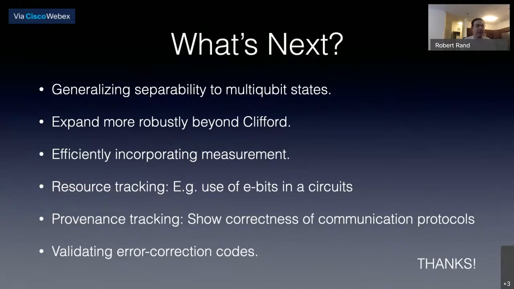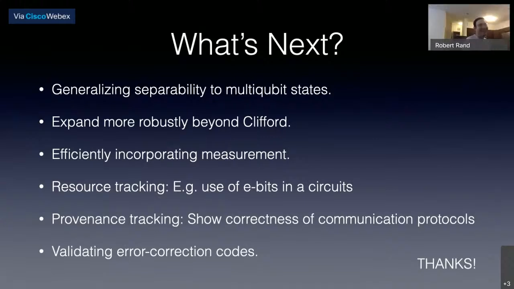Okay. Rose Duncan is asking a question. I'm not going to read the first part, but he's saying that this could easily be done in the ZX calculus. So what is the advantage of your system?